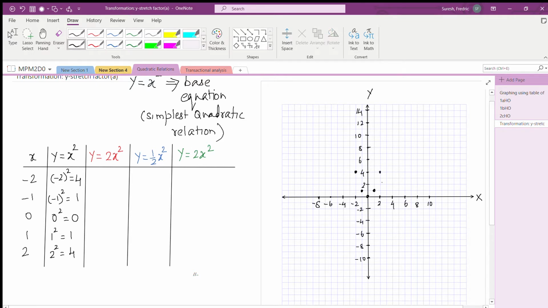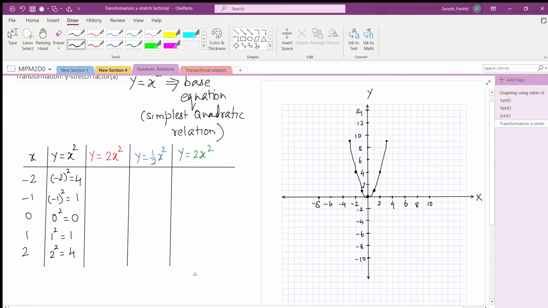Okay, so this kind of looks too small. So what I'm going to do is plot 2 extra points just to make it look nice. If I go to -3 and I square that, -3 squared is +9. And +3 squared is +9. So what I have is a parabola that looks like this. All right, so this is what you would call a base graph, y equals x squared.